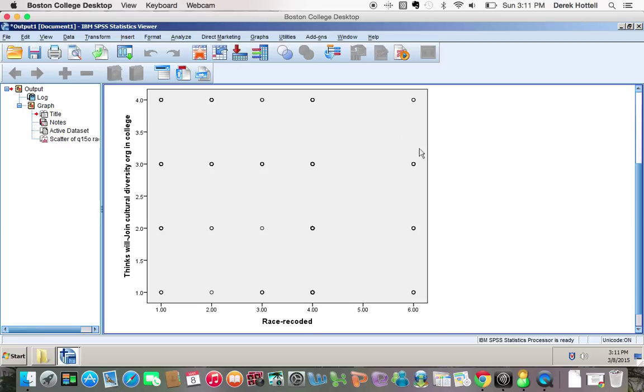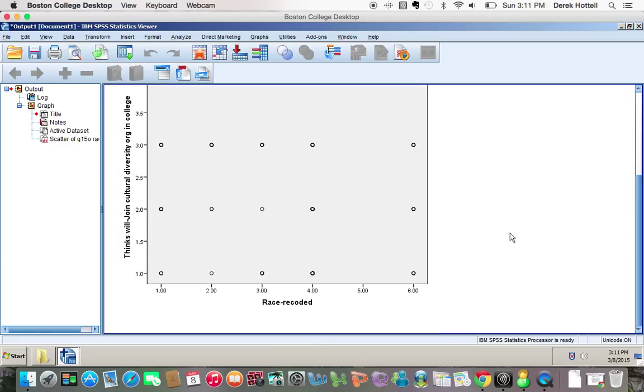Because of that, if you look at this entire plot as an example, it would look like there's no relationship between racial identity and whether or not a student would join a cultural club once they're on campus. But that's probably not the case. That seems pretty circumspect to me.